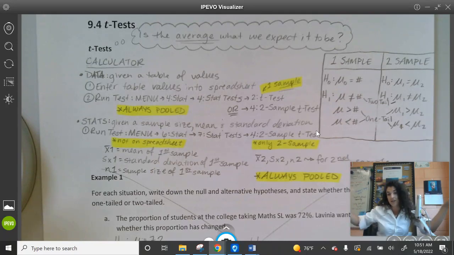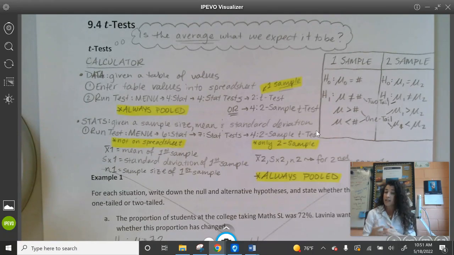There's two tails to this question. It could be that they're bigger or they could be less. So that's what we mean by a two-tailed test, versus a one-tailed test, where we're only looking at the greater thans or we're only looking at the less thans.